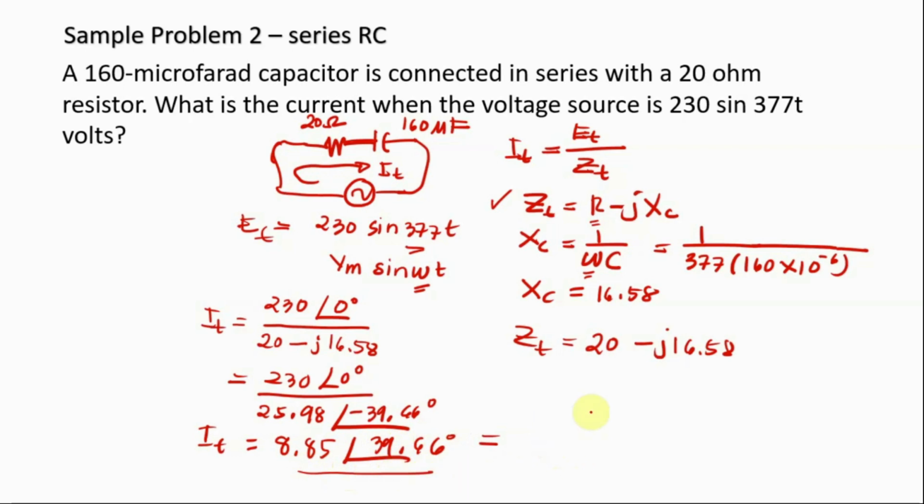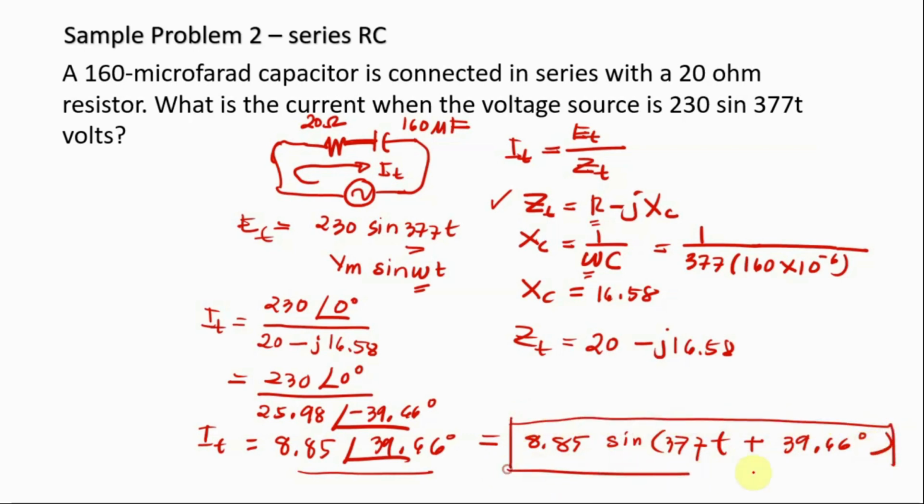So therefore, if you convert this, which is in polar form, to rectangular form, you can say that your I sub T is 8.85 sine of 377t added by the phase angle 39.66 degree. So this is your answer, or this can be your answer also. So thank you.